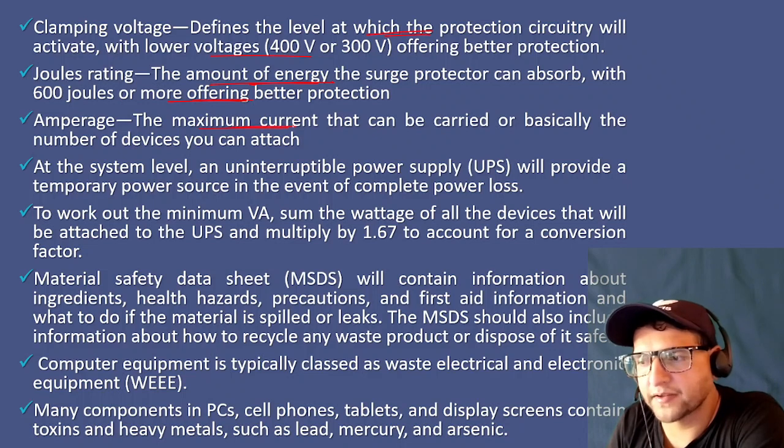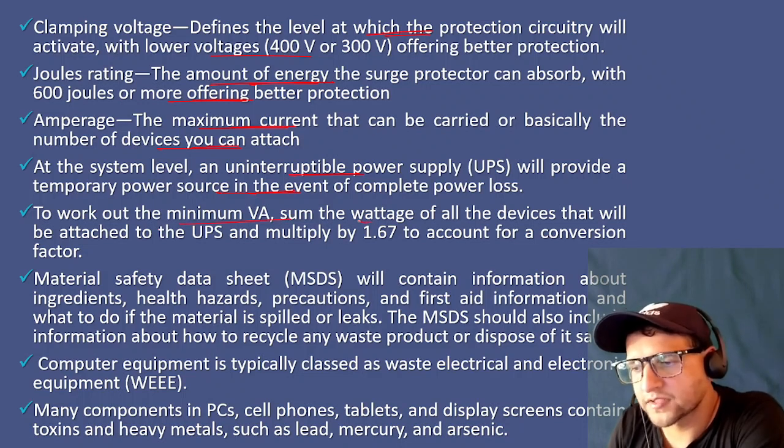Amperage is the maximum current that can be carried, or basically the number of devices you can attach. At the system level, a UPS will provide a temporary power source in the event of complete power loss. To work out the minimum VA, sum the wattage of all devices that will be attached to the UPS and multiply by 1.67 to account for conversion.